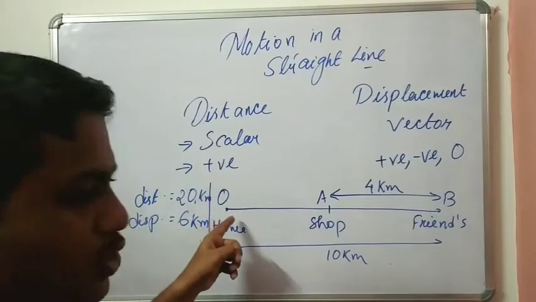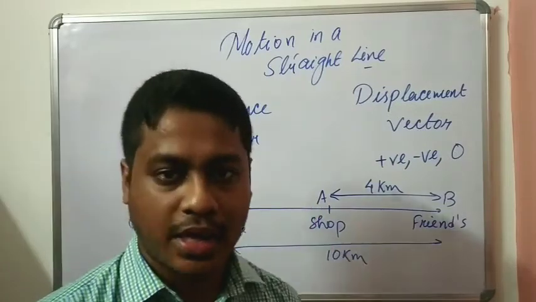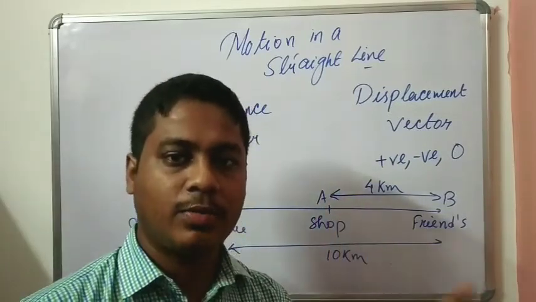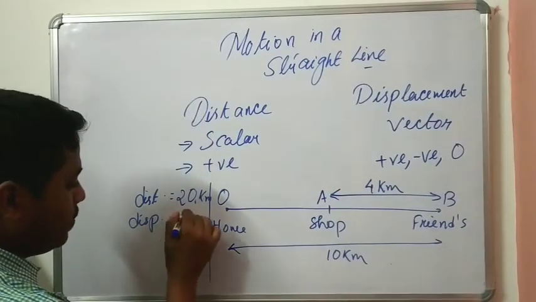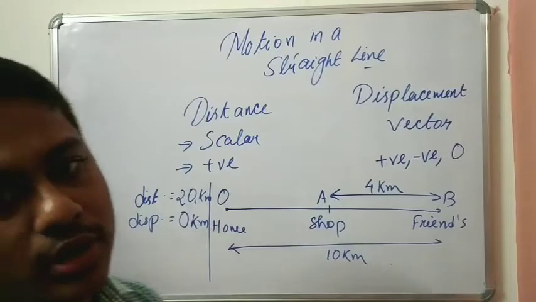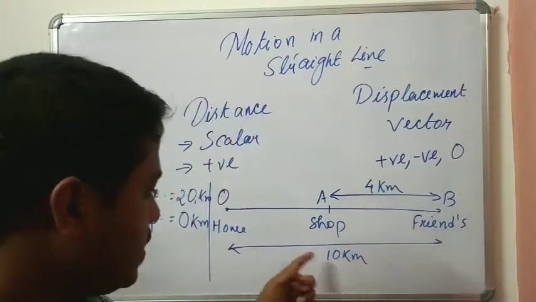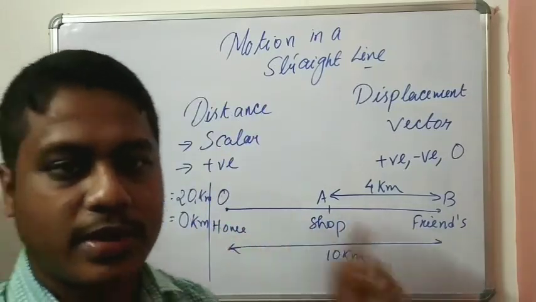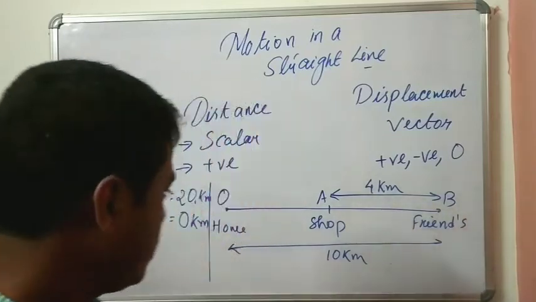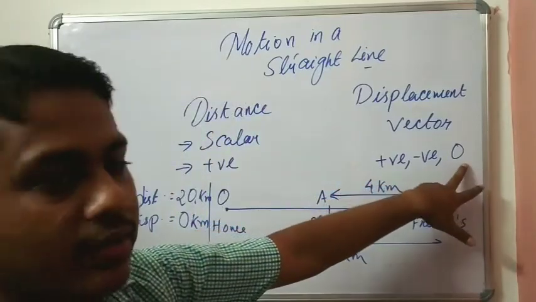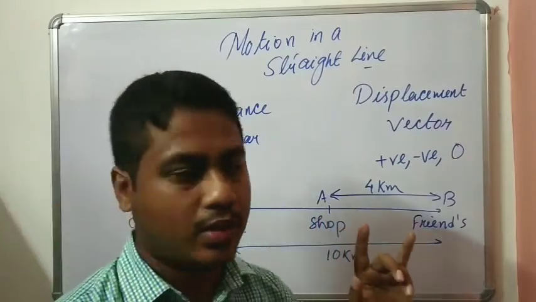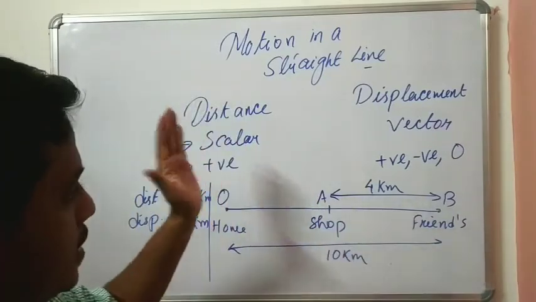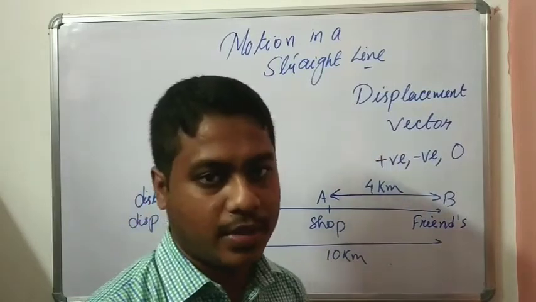Displacement, how much have you done? Initial and the final position both are the same. So if the initial and final position are both the same, then your displacement will be equal to 0 kilometer, because you can consider this as 10, then minus 10, so 10 minus 10 equals 0. So as I have already stated, displacement can have a value of 0, but distance cannot be 0. So this is the difference between a distance and a displacement.